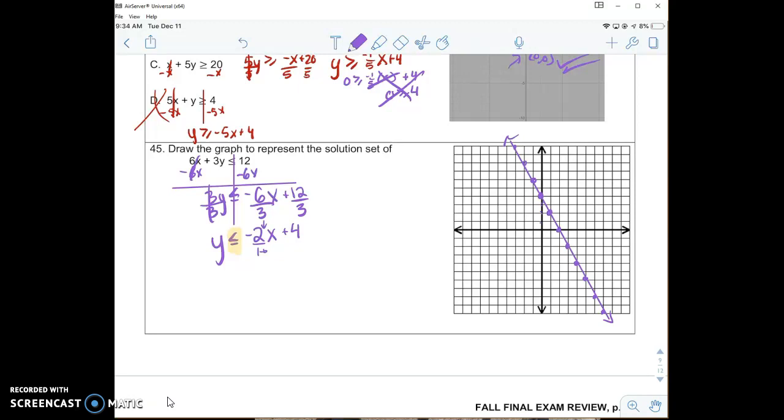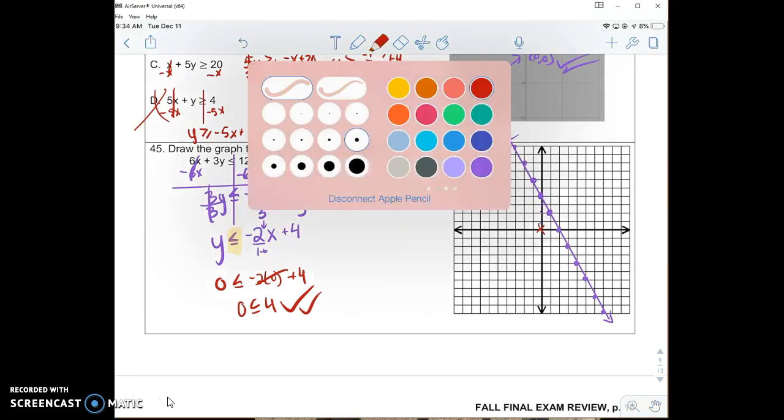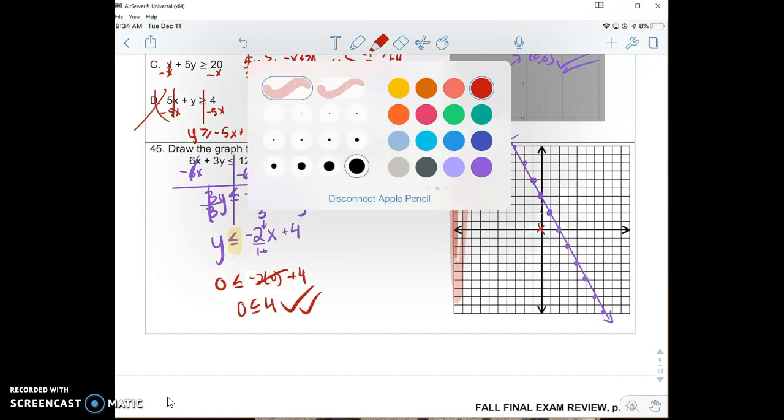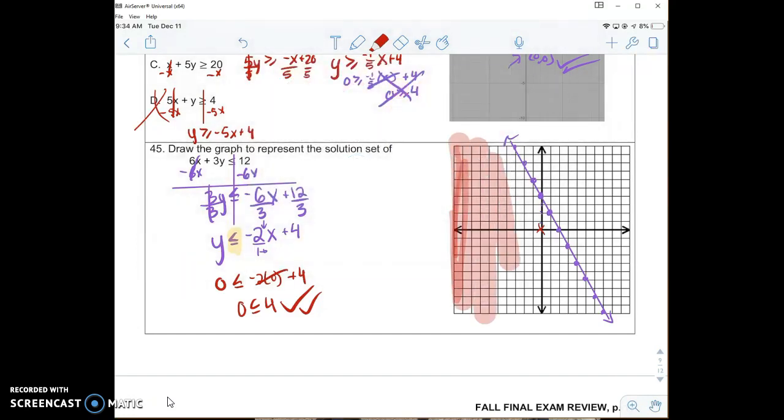And lastly, I need to decide which way to shade. I'm going to test my favorite point, the origin, 0, 0. 0 is less than or equal to negative 2 times 0 plus 4, or 0 is less than or equal to 4. This is a true statement, so 0 needs to be in my shaded area. So everything toward 0 is shaded.